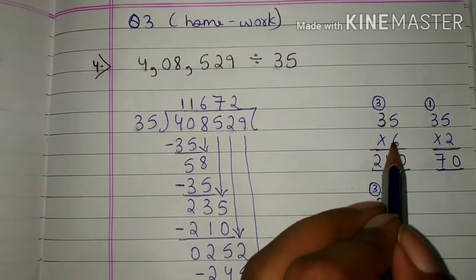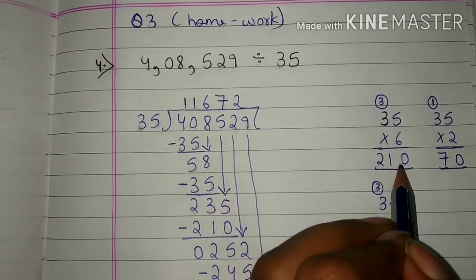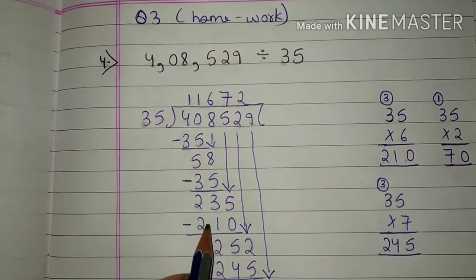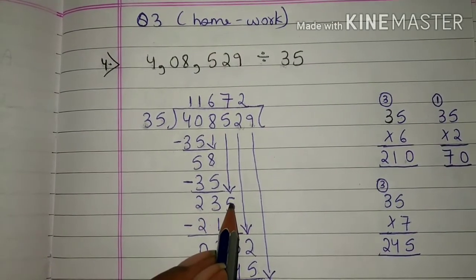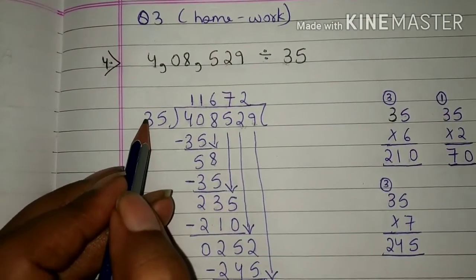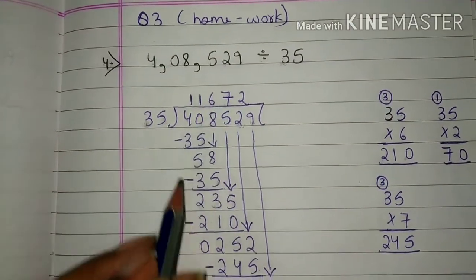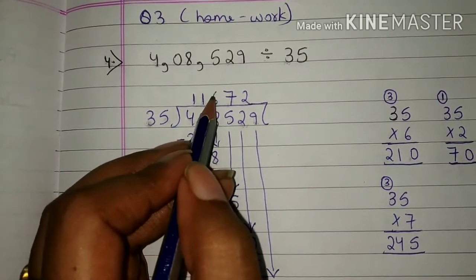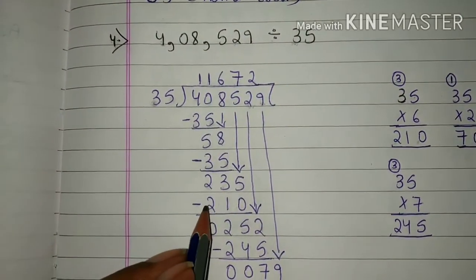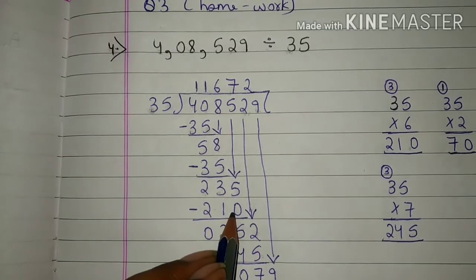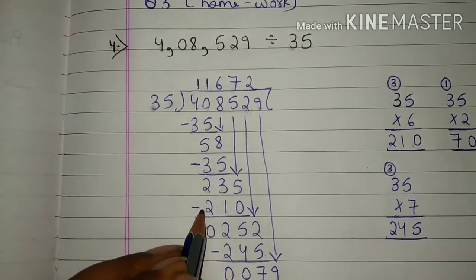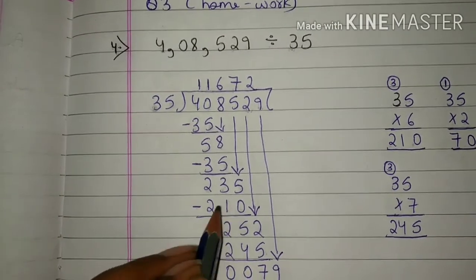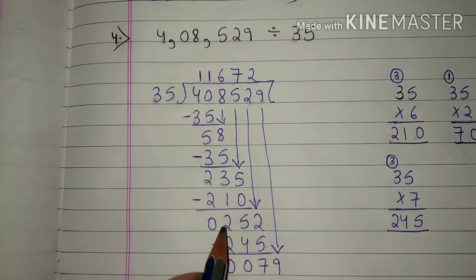35 into 6 is 210 and 210 is just smaller than 235. So we will consider 35 into 6 is 210. Students, we will write 6 here and we will write 210 here. Now we will subtract the number. 235 minus 210 will give 25.